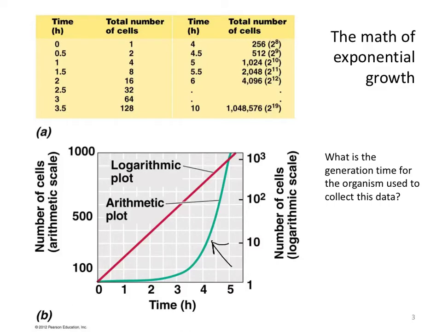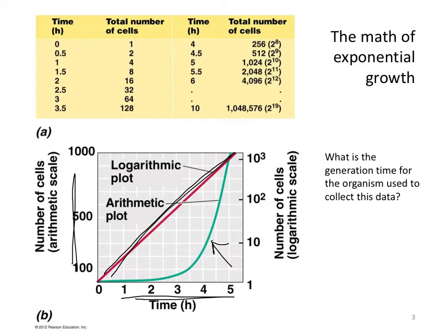When you graph this kind of growth using a logarithmic scale on the y-axis and an arithmetic scale on the x-axis, then you will see a straight line or a linear relationship as shown here in red. This is in fact the more common way to graph this type of data. It shows that there is a linear relationship between time and the log of the cell number.